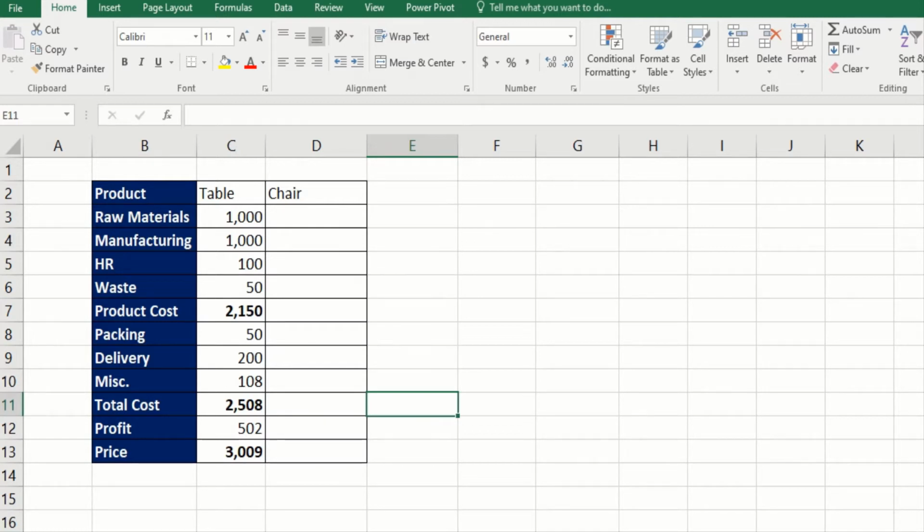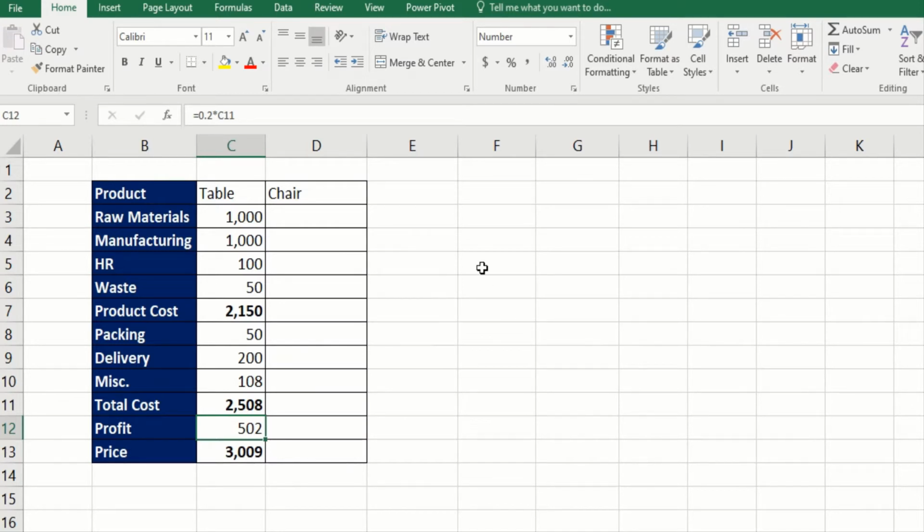So if you look at this, we have this product. Say you are making a table, and these are some of your costs. This is your product cost, and then you have packing, delivery, and other miscellaneous costs, and then your total cost becomes 2508, and then you want this much profit. So here it's like 20% of this profit, and this is how it is.